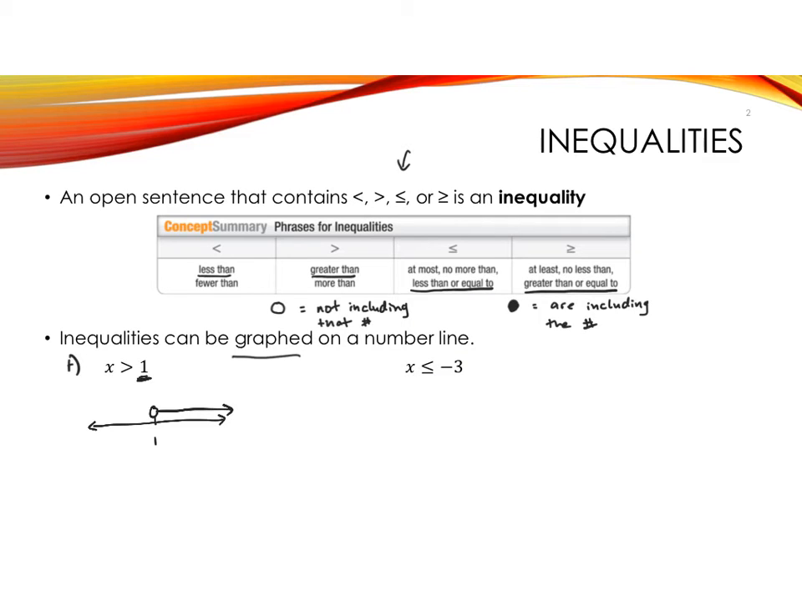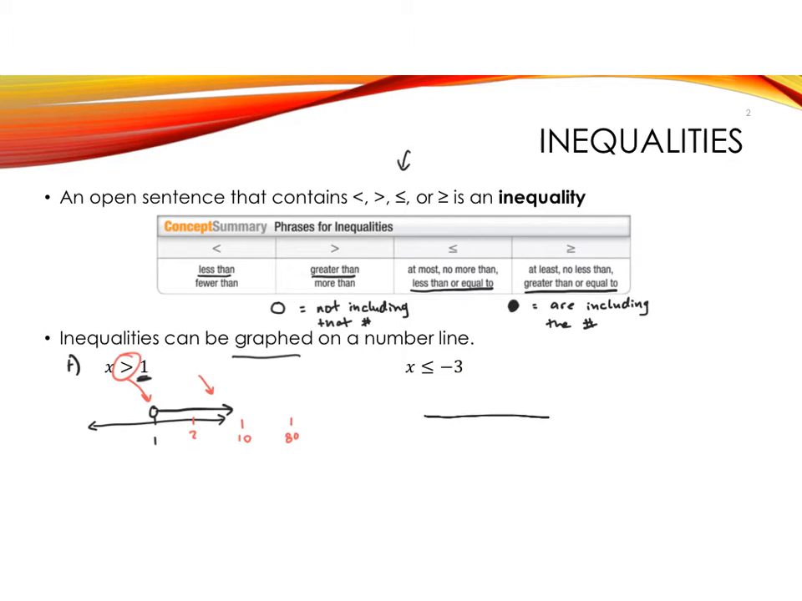Number 2, my symbol is greater than, which means I'm going to have an open dot, and all values of x have to be bigger than 1, so they are over in this direction. So 2 is greater than 1, 10 is greater than 1, 80 is greater than 1. Now let's try the next one.